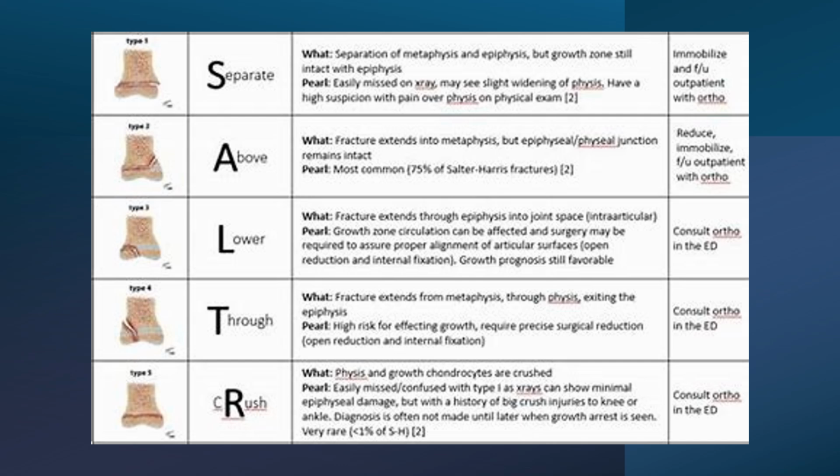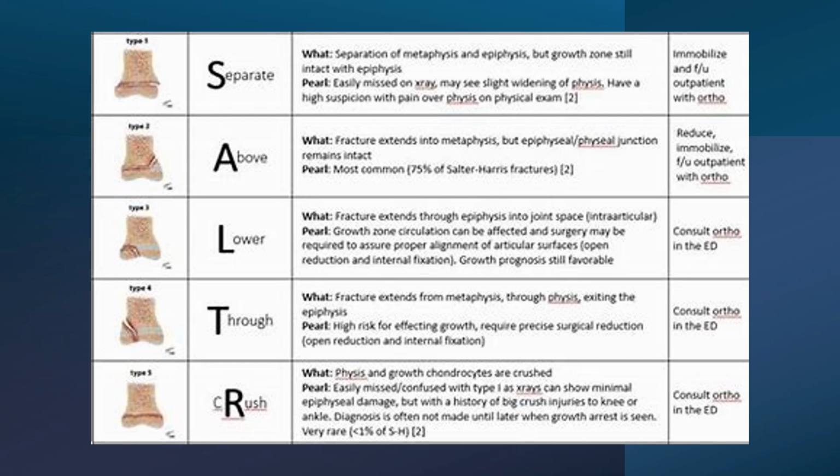Then you have type 3. So the fracture goes through the growth plate and into the bone on the joint side, so the end part of the bone that forms a joint. Now, this type can be more serious because it affects the joint surface and may require surgery to ensure proper healing. An example of this is an ankle injury where the crack runs through the growth plate and into the joint.